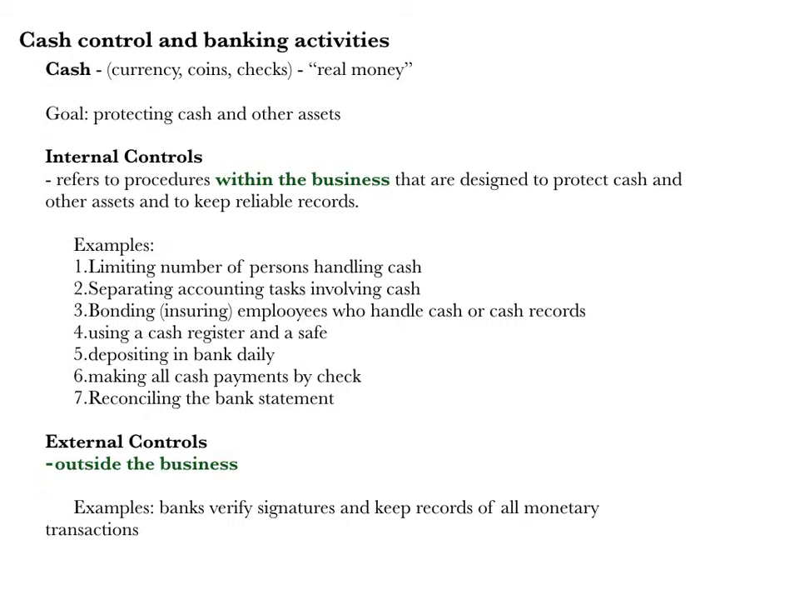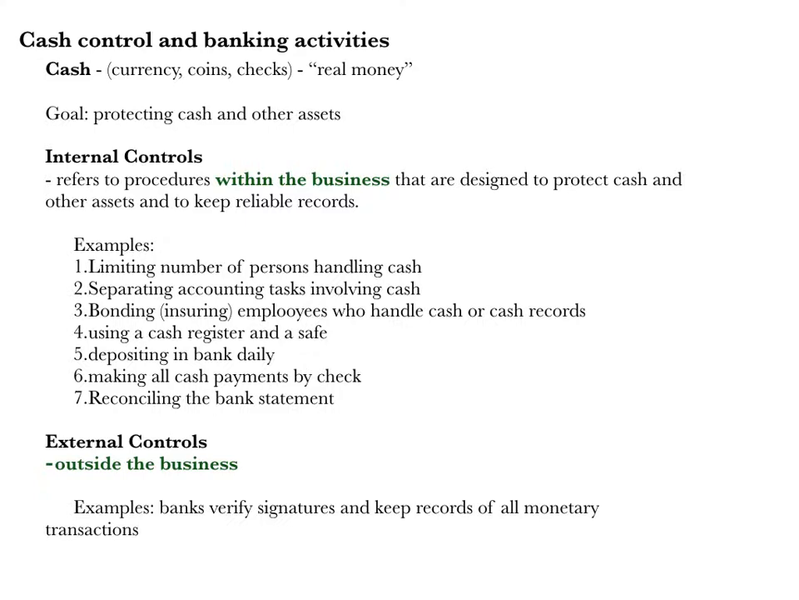The goal with cash control is protecting that cash and other assets, because cash is the most liquid asset that a business has. So we want to make sure we take good care of it. We have two kinds of controls. We have internal controls, which are controls within the business that are designed to protect the cash and other assets. And this would be things like limiting the number of people who handle the cash, separating accounting tasks involving cash, making cash payments by check, depositing your money daily, reconciling the bank statement, which we'll talk about later, and a few other things that you can see listed there.